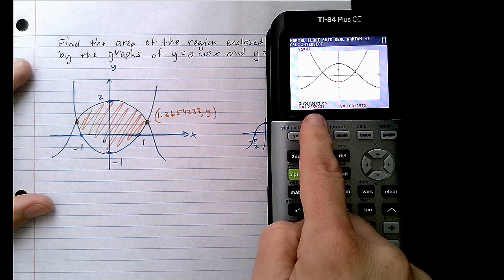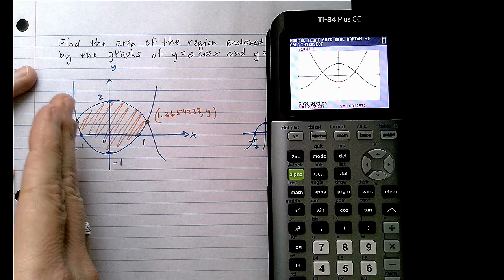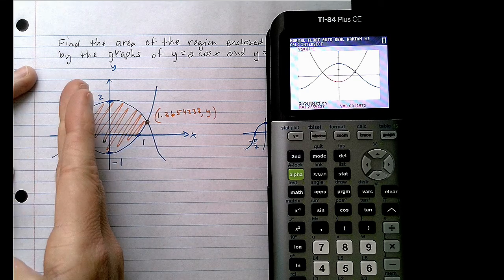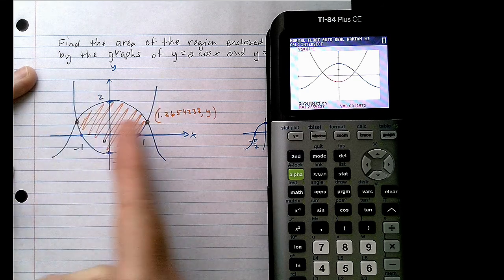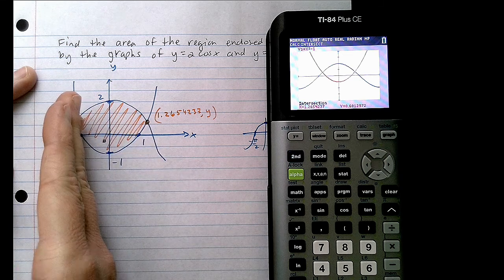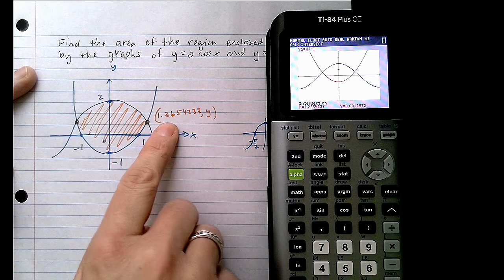Now, I don't need the y value because remember, we're integrating with respect to the x-axis. So we're integrating from left to right. So all we need is the x values to tell us that because we're integrating horizontally. So just write it like this.